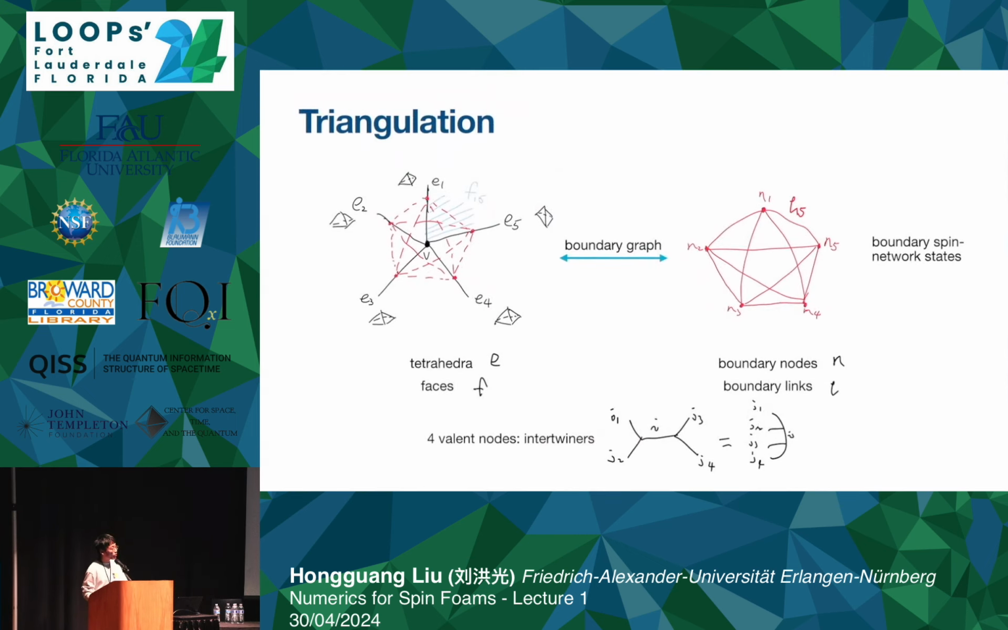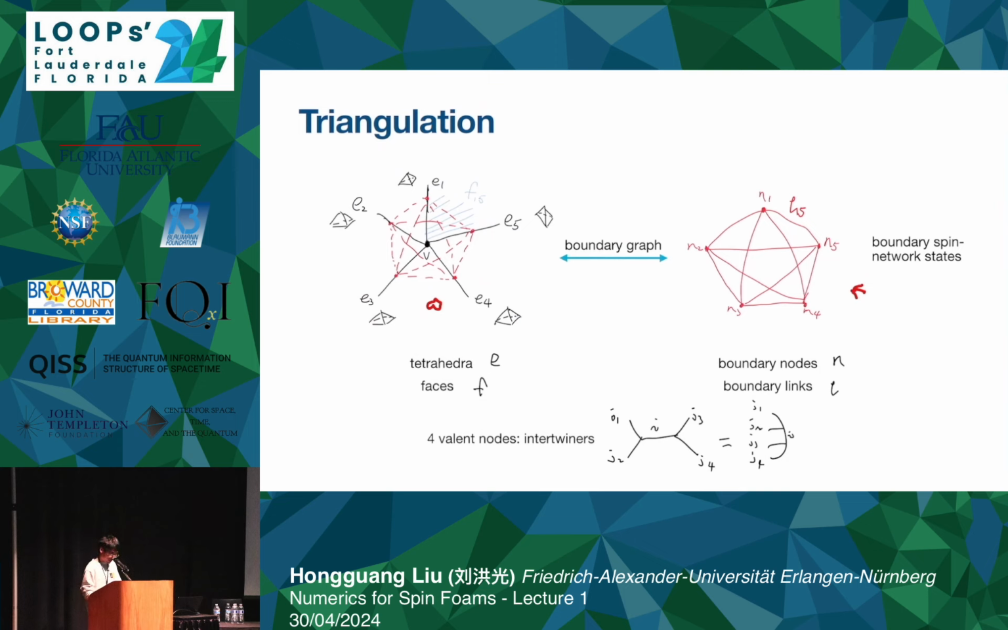Let's continue. This boundary graph is given by boundary nodes, which we call N, corresponding to the tetrahedra. And the faces now correspond to links. So we have 10 links and 5 nodes. In the spin foam model, this boundary is given by the boundary spin network states. Christina already told you some basics about spin networks. It's actually a 4-valent spin network, so each node has 4 valence.